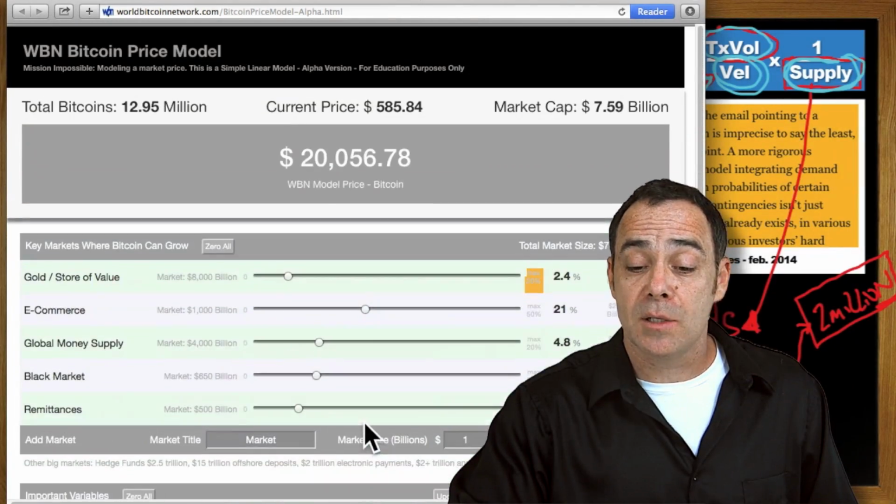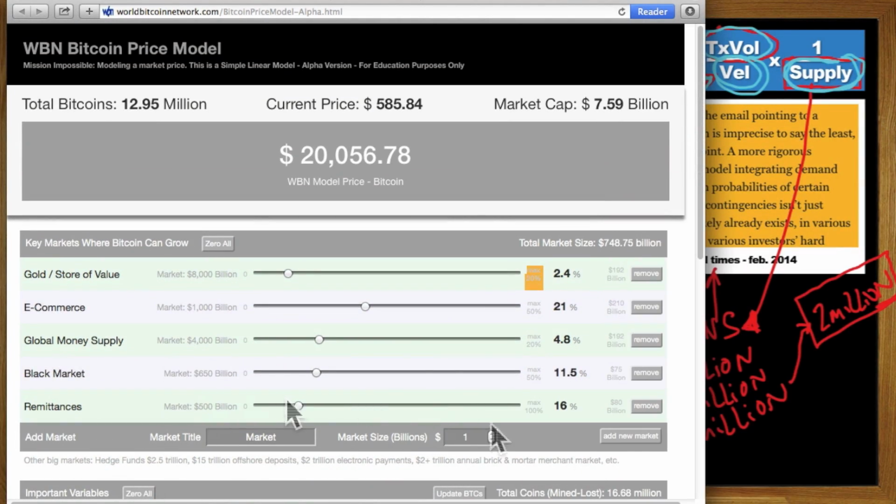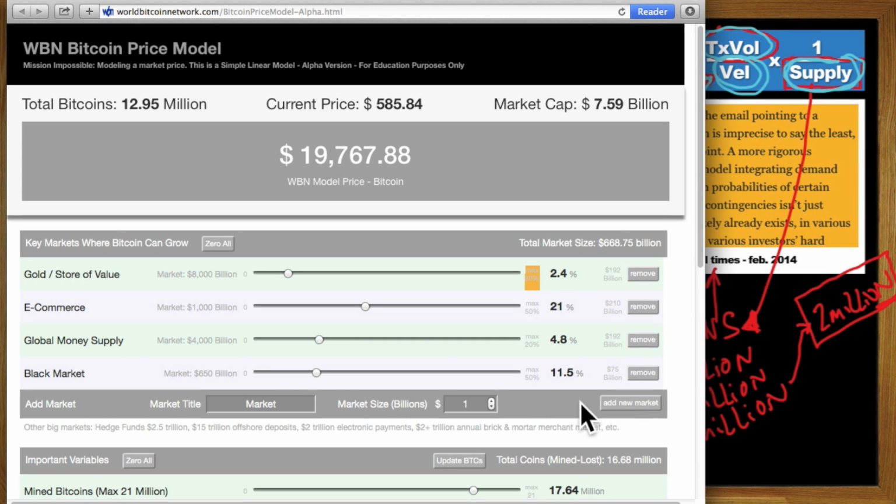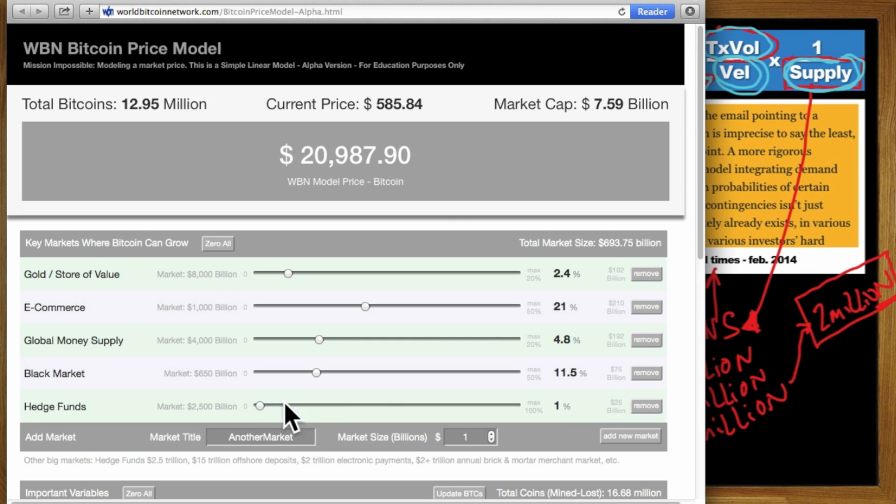But the other nice thing is, say you don't like the model, well, you can say, I don't think Bitcoin will ever do anything with remittances, and you can just remove that. Okay, but you think that Bitcoin will dive into the hedge fund market, right? And hedge funds, it's written down here, are 2.5 trillion. So you could put in 2,500 billion, right? And then you can say add new market. And you can just start sliding that around to your heart's content. And you can really see the effect of hedge funds on Bitcoin.